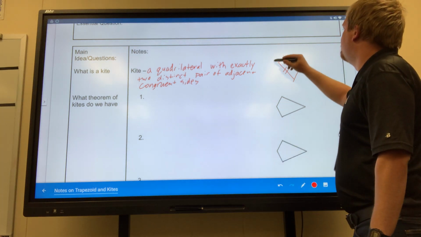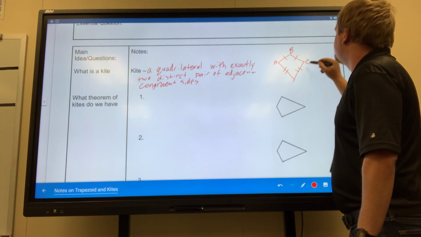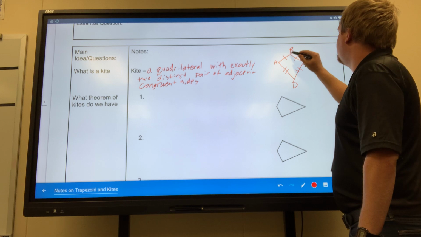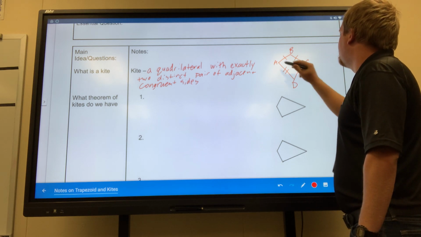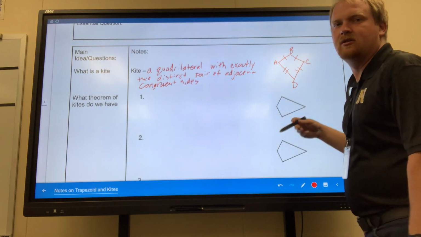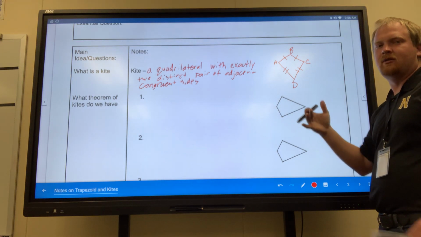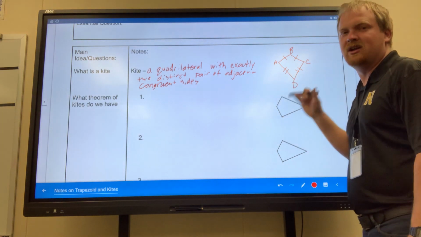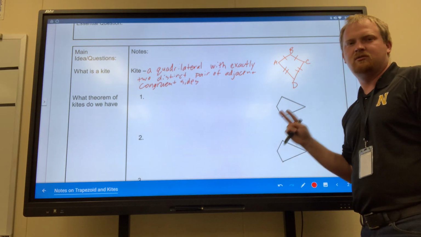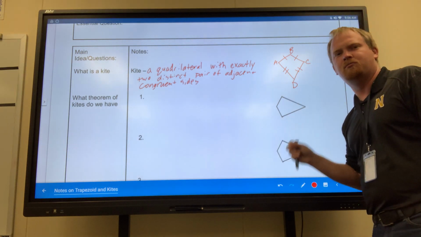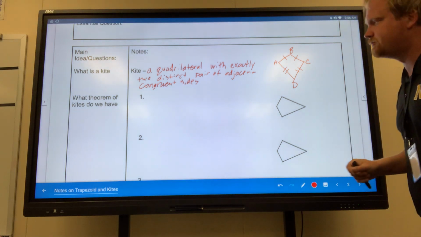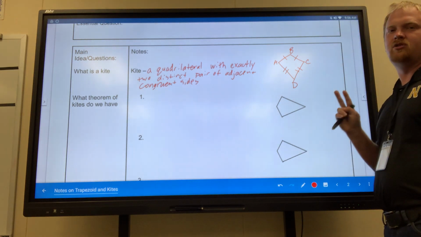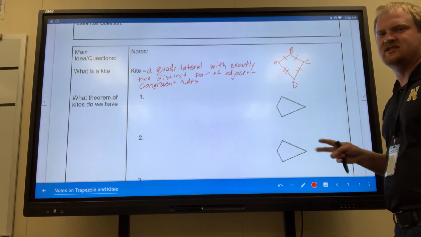So for example, AB touches BC and AD touches DC. Those are going to be congruent. Now we can do it any other way, but they have to be adjacent, which means they touch, and those pairs have to be congruent. And it has to be both, okay? You have to have two pairs of adjacent congruent sides.